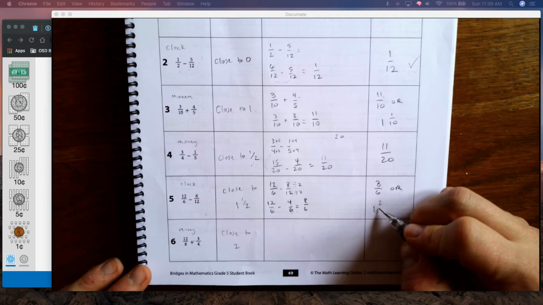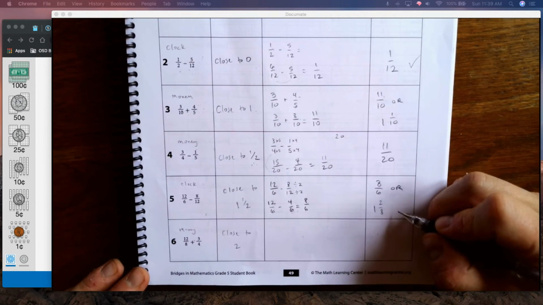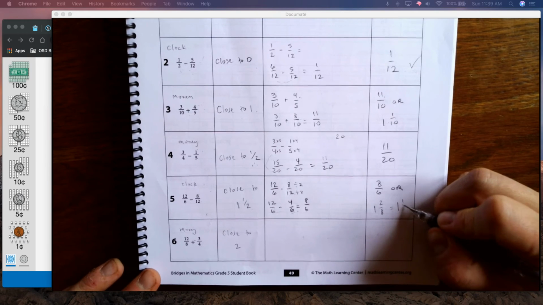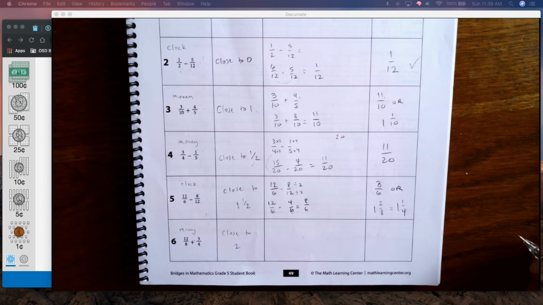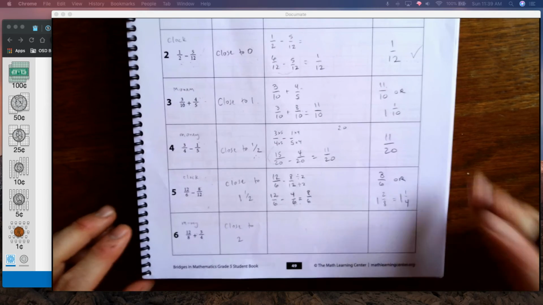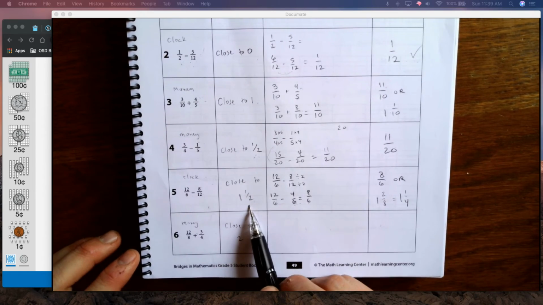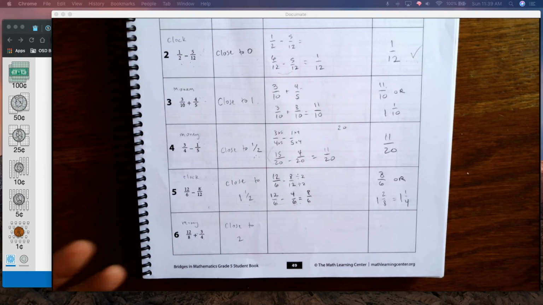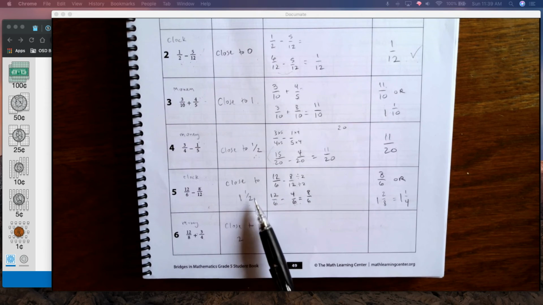And there's 2 left over. 1 and 2/6, which can be simplified to 1 and 1/3. Okay, last one. Oh, and 1 and 1/4 is pretty close to 1.5, isn't it? We could have said 1 as well, 1 whole, but 1.5 is close. This one we said it's going to be close to 2.